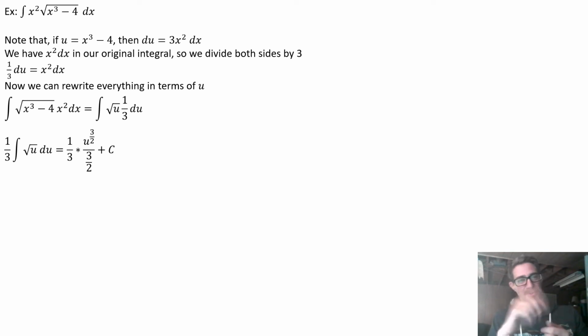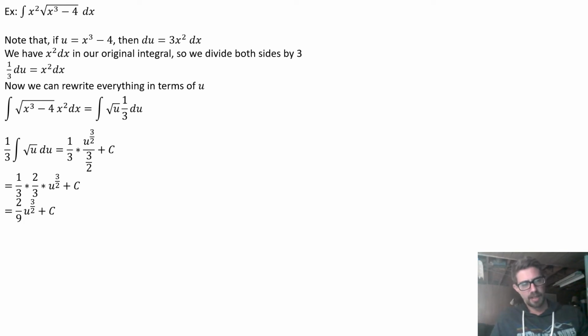We've already done this one. So the integral of u to the 1/2 is just u to the 3/2 over 3/2, right? The 1/2 plus 1 is 3/2. So obviously we want to clean that up a little bit. First we have a compound fraction. Nobody likes that. So you just flip it and multiply. So that's what, 2/9. So finally, the simplest version is 2/9 times u to the 3/2 plus c.